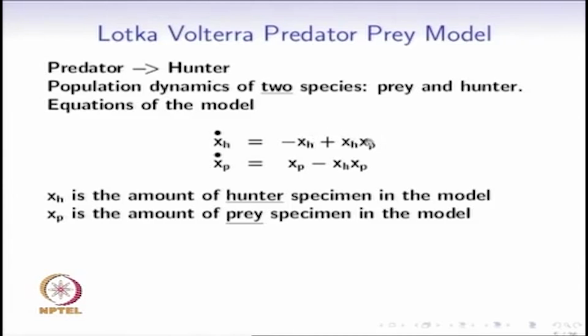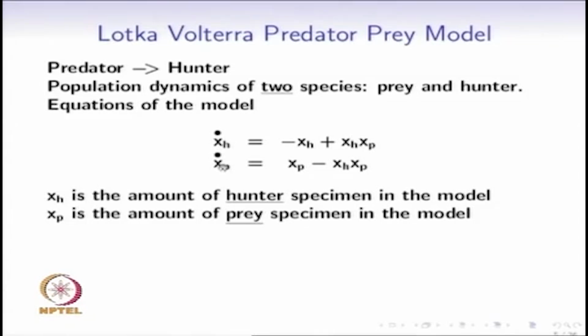It would decrease exponentially because there is no food. So left to itself, the hunter species would just decrease. But for each interaction between XH and XP, the hunter eats the prey, and hence the second term in this right hand side is causing an increase in the hunter population. So the hunter population decreases because of its own population, and it increases because of its interaction with XP. The rate of increase is proportional to both XP and XH population. So it is bilinear in the two.